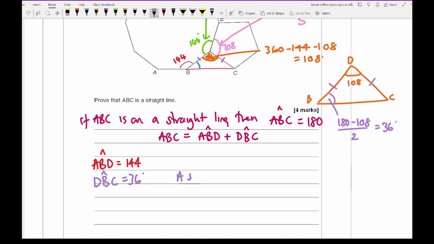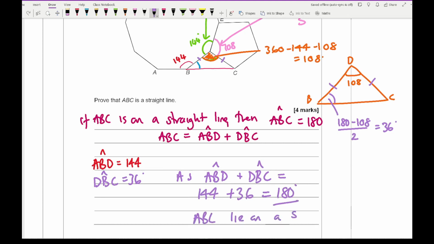So as ABD plus DBC equals 144 plus 36, which equals 180, A, B, C lie on a straight line. And there we go.